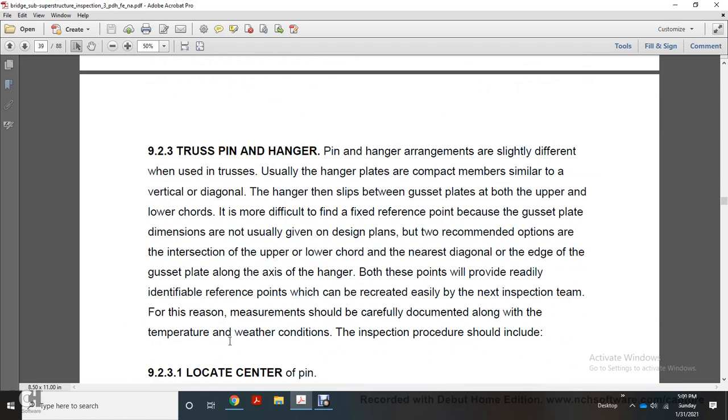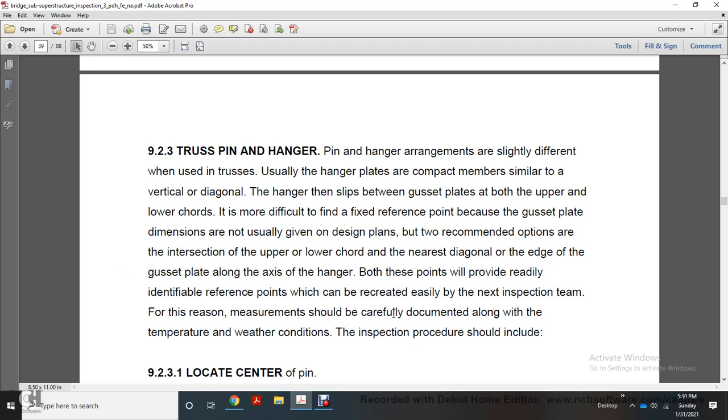Pin and hanger arrangements are slightly different when used in trusses. Usually, hanger plates are compact members, similar to the vertical diagonal. Hangers connect to the gusset plates at the bottom of the upper and lower chords. It is more difficult to find a fixed reference point because gusset plate dimensions are not usually given in the design plans, but two recommended options are the intersection of the upper and lower chord, and the nearest diagonal edge of the gusset plate along the axis of the hanger. These points provide readily identifiable reference points, which can be recreated easily with a new inspection team.